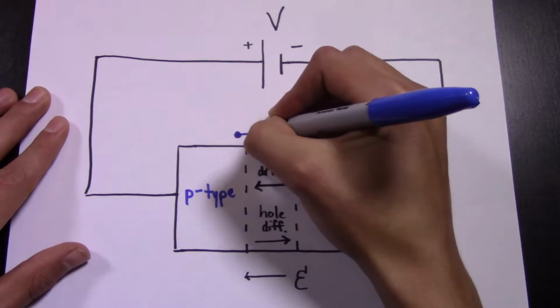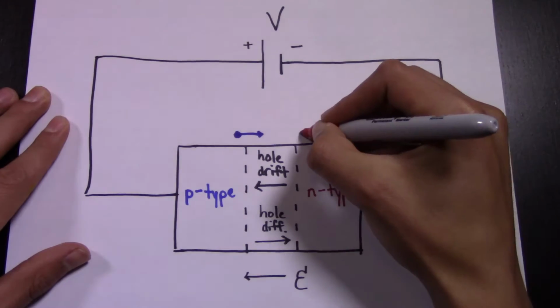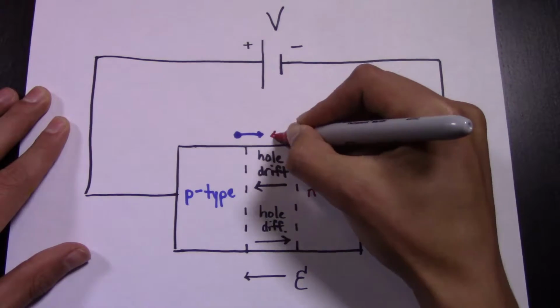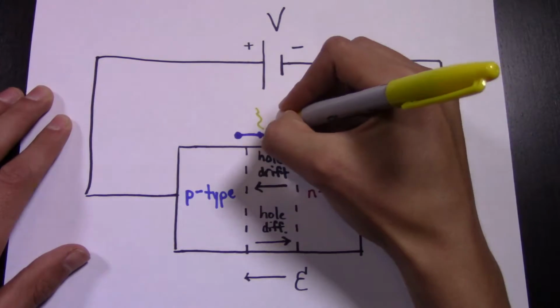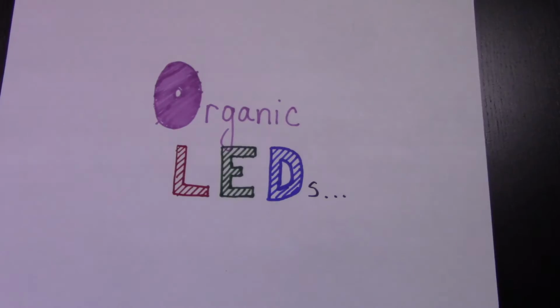Looking back at our physical diagram, we see that when holes diffuse into the inside, they recombine with electrons to lower the overall energy of the system and release photons, which we see as light. Now that we've seen how a traditional LED works, let's take a look at organic LEDs.